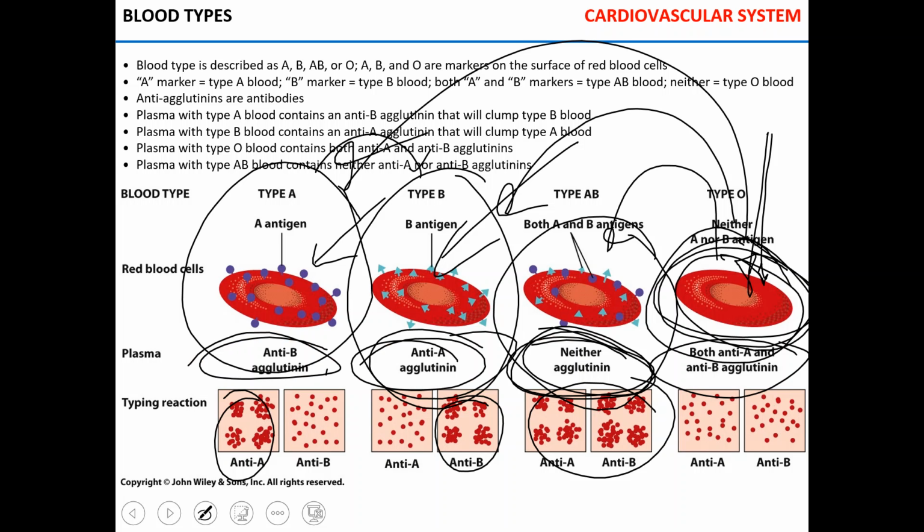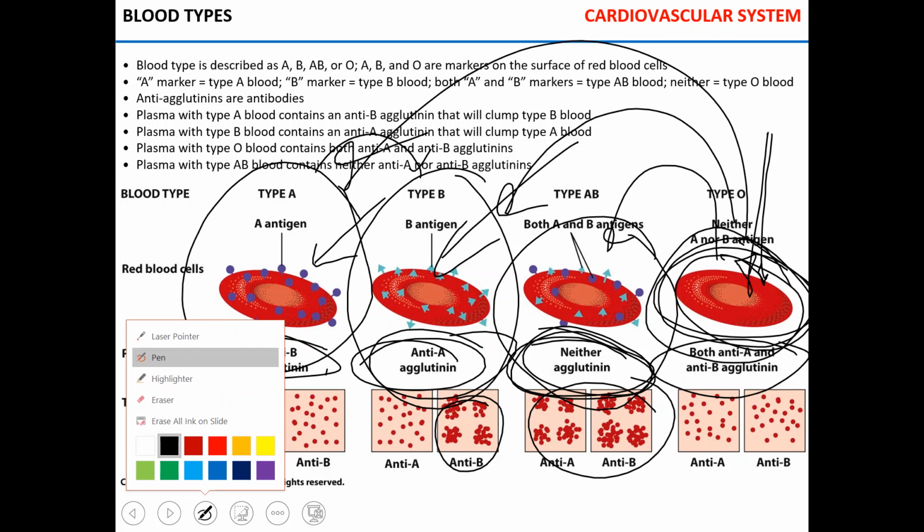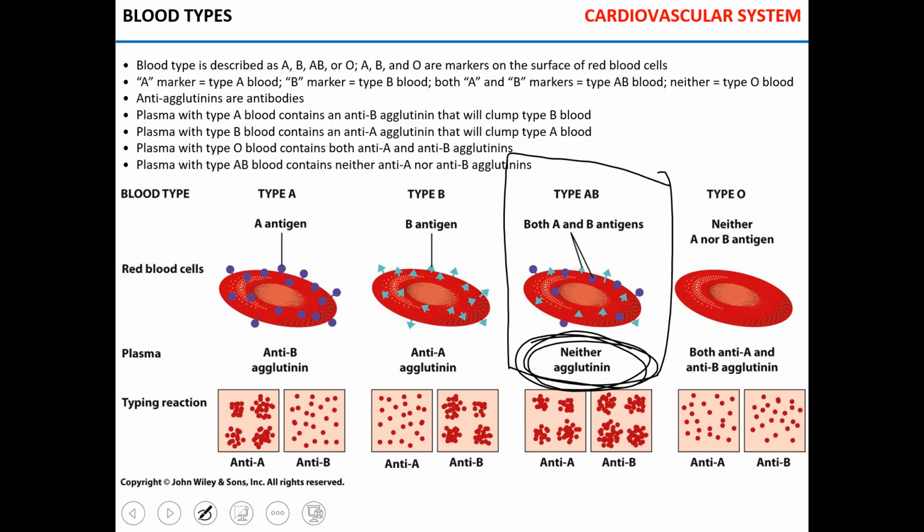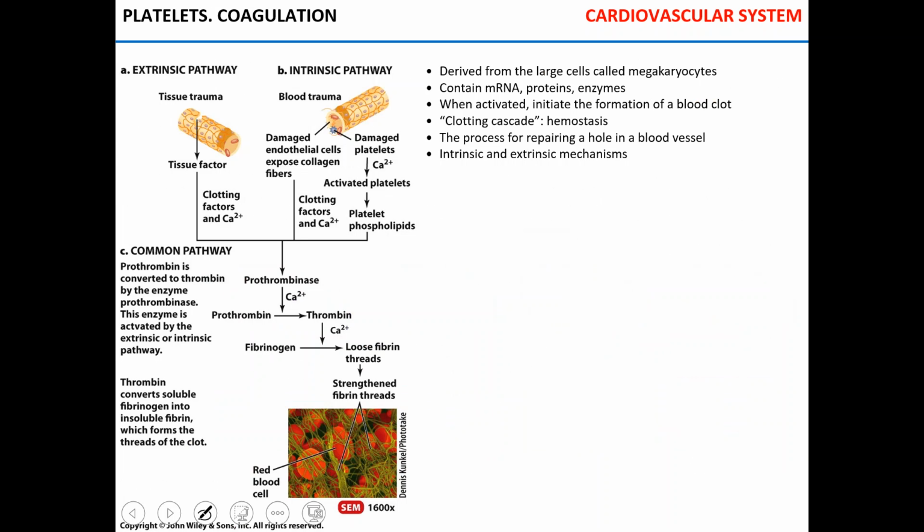So that makes a person with type O a universal donor. On the other hand, if you look at the person who can receive any type of blood, that's type AB. Why? Because they have no antibodies. Their plasma cannot agglutinate anything. So type AB is the universal recipient.